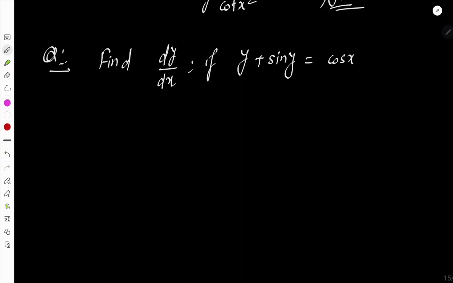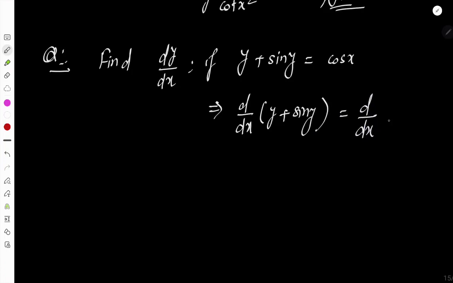Then what to do? Actually both sides we can take d by dx, taking derivative on both sides. d by dx of y plus sin y is equal to d by dx of cos x. I need dy by dx, so I need to generate dy by dx, correct or not? So both sides taking d by dx.